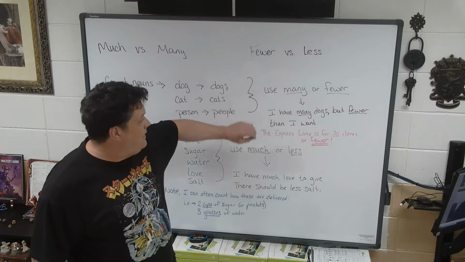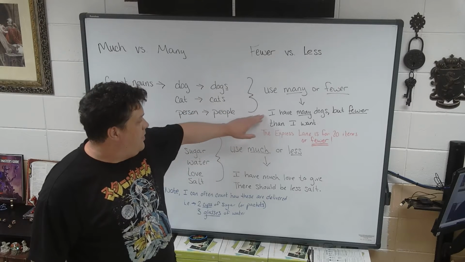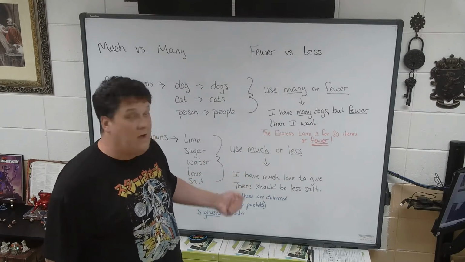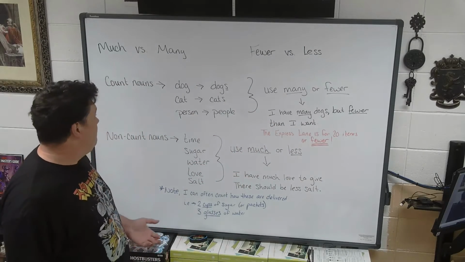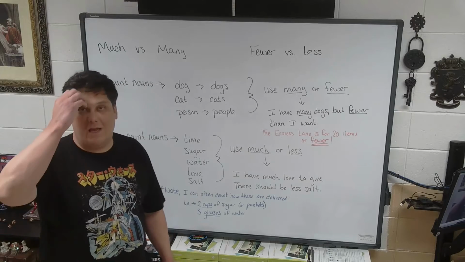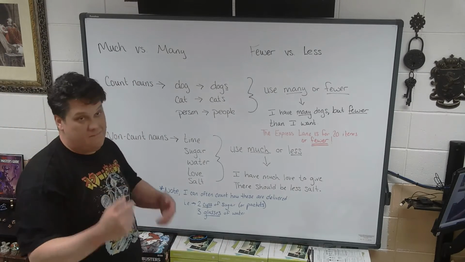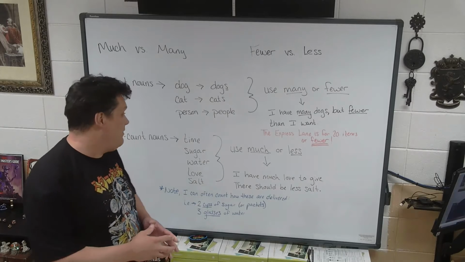When we talk about many and fewer, I have many dogs. These are count nouns, but fewer than I want, not less. Because it's not grammatically correct to say you have less dogs than you want, because dogs are individual units that can be counted.